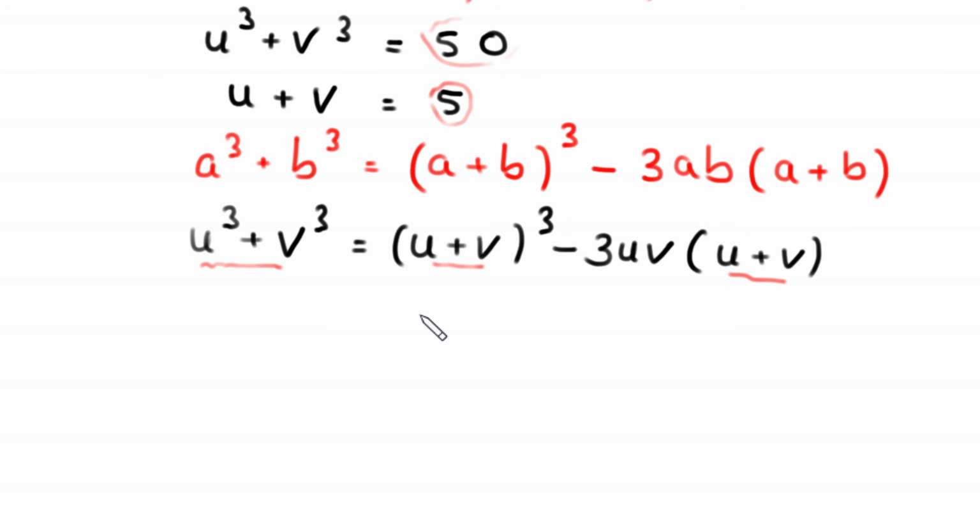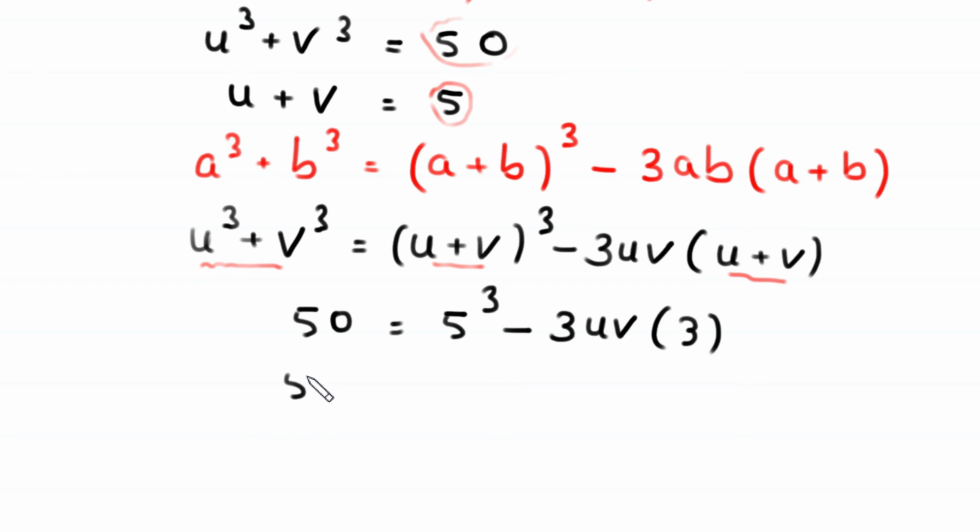So this will become 50 is equal to 5 cubed minus 3 times uv times 3. Further simplify, this will become 50 is equal to 5 cubed is 125, and negative 3 uv times 3 will become negative 15 times uv. Move this negative 15 uv to the left hand side and this 50 to the right hand side.